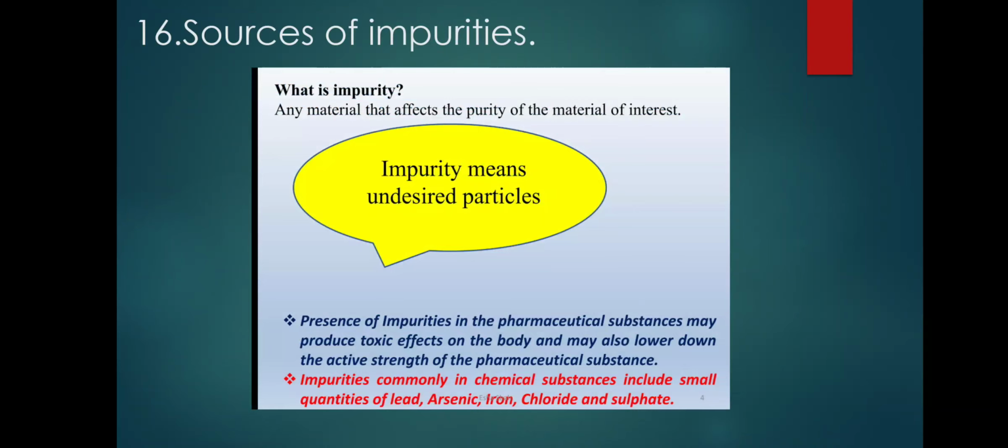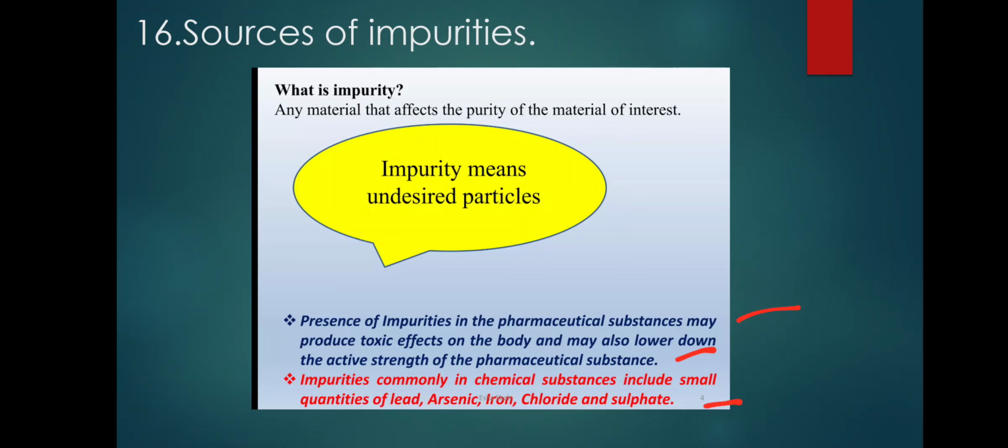Sources of impurities: any material that affects the purity of the material of interest is called an impurity. Simple, any material which affects the purity is called an impurity. They are undesired particles. Presence of impurities in pharmaceutical substances may produce toxic effects on the body and may also lower the active strength of the pharmaceutical substances. If any small amount of impurity is present, it will decrease the activity of the pharmaceutical product. Impurities commonly found in chemical substances include small quantities of lead, arsenic, iron, chlorine and sulfate.